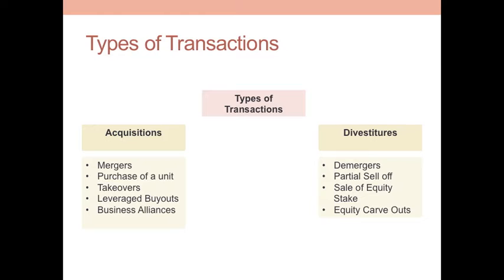Within acquisitions, one of the most common types is mergers. That is when two entities or units combine together into one. Demergers are essentially the opposite of that. It is when a company decides to sell one or more of its units to another company. Purchase of the unit, as the name suggests simply, is when a company decides to purchase a unit or division of another company. Partial sell-off is the mirror image of that, when a company decides to sell off one or more of its own units.